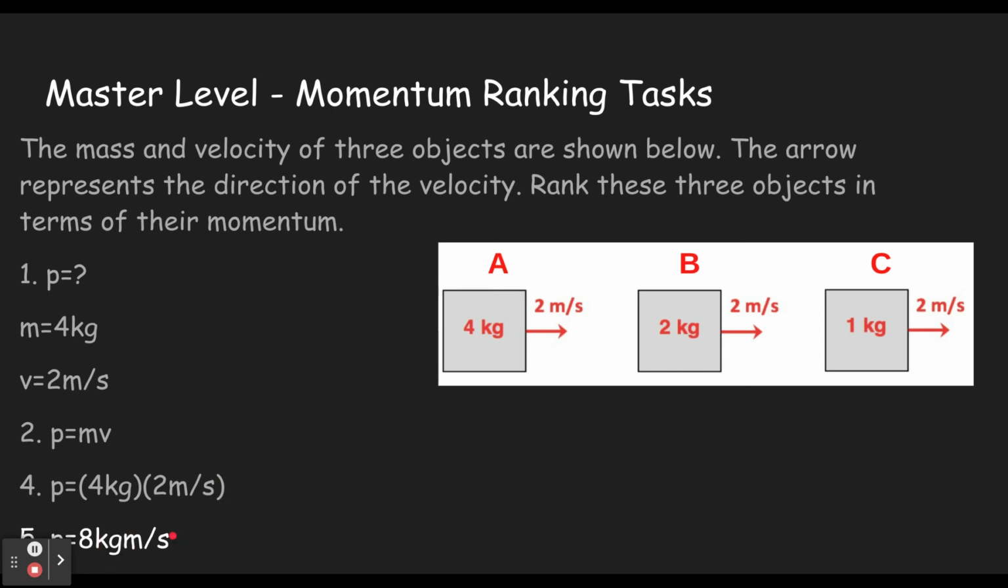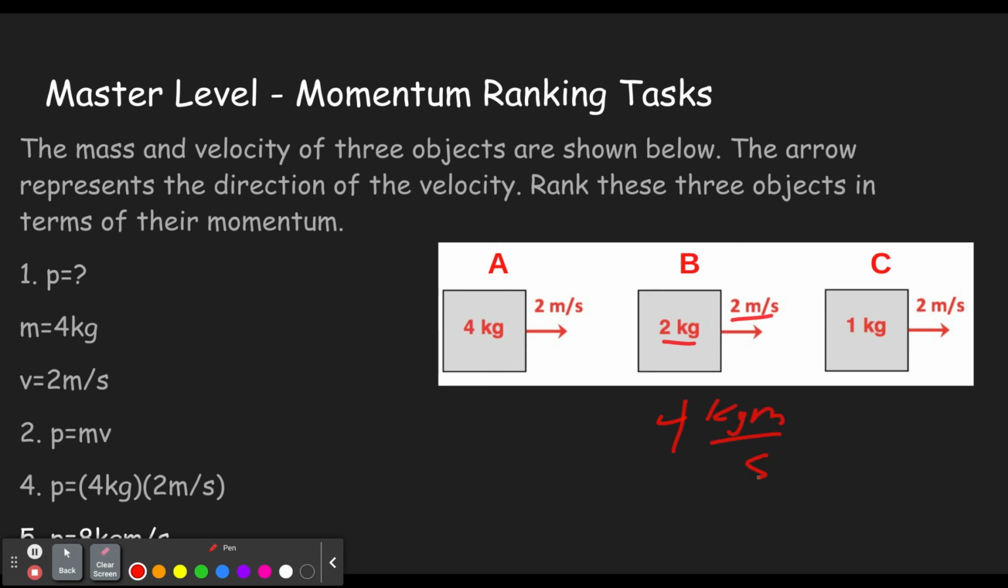If we continue to do this for the other two, we see here we have a mass of 2 times a velocity of 2. So that'll be 4 kilogram meters per second. Here we have a mass of 1 and a velocity of 2. 1 times 2 gives us 2 kilogram meters per second. And this one we got down here was 8 kilogram meters per second. And then you just rank which one's biggest. 8's obviously the biggest, 4 is the middle, and 2 is the smallest. All right, so that's just plugging into a fairly simple equation there.